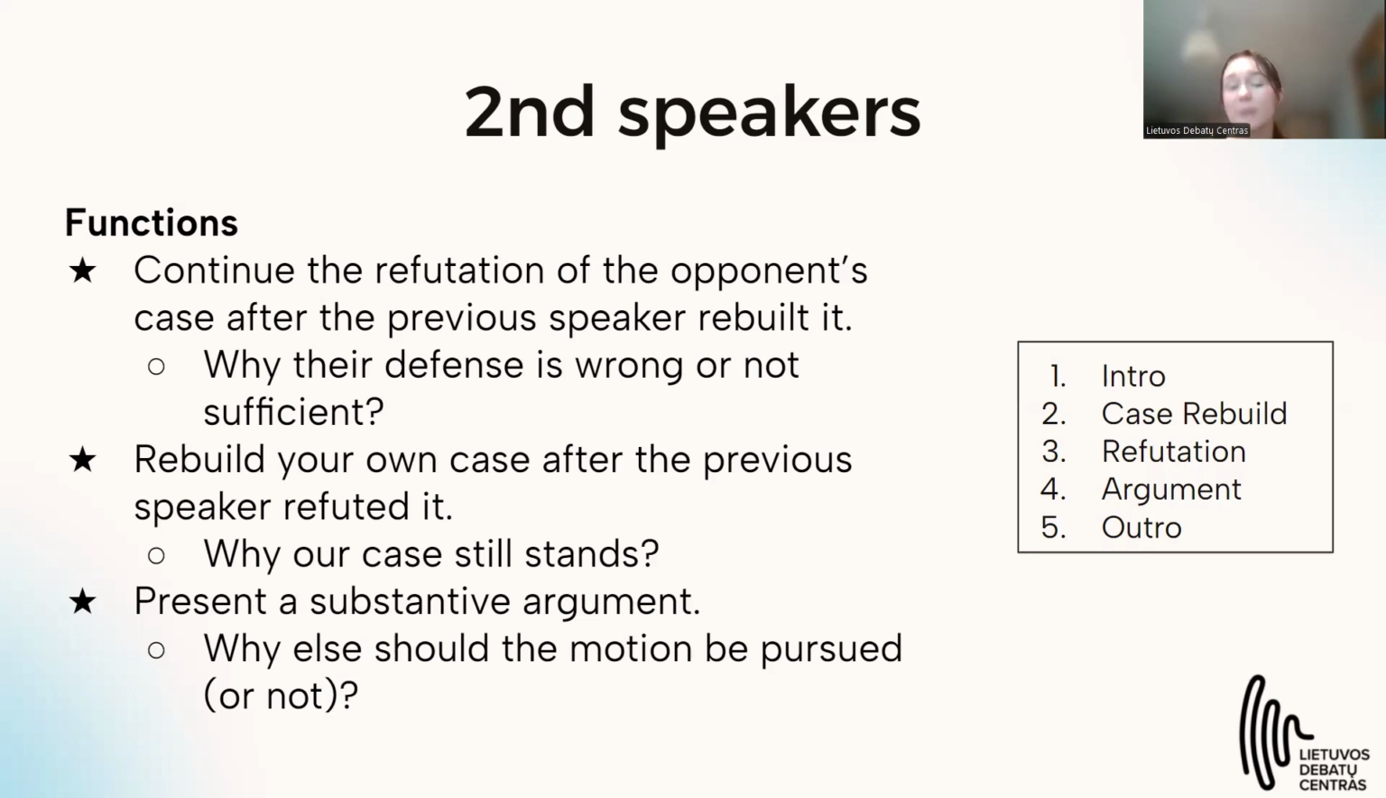And then lastly, all second speakers present a substantive argument, substantive material. It is usually not as extensive or as intricate as in the first speeches, but you're still going to have a third argument. And how does the basic structure look? You're also going to have some intro, right? Maybe you're going to explain to the judge what you're going to tell in your speech. Then you will have case rebuild or refutation. As you move along with the debate, you will see that these two things are integrated, and a lot of times when you're refuting something, you're also rebuilding your case or vice versa. You're going to have an argument and lastly an outro.